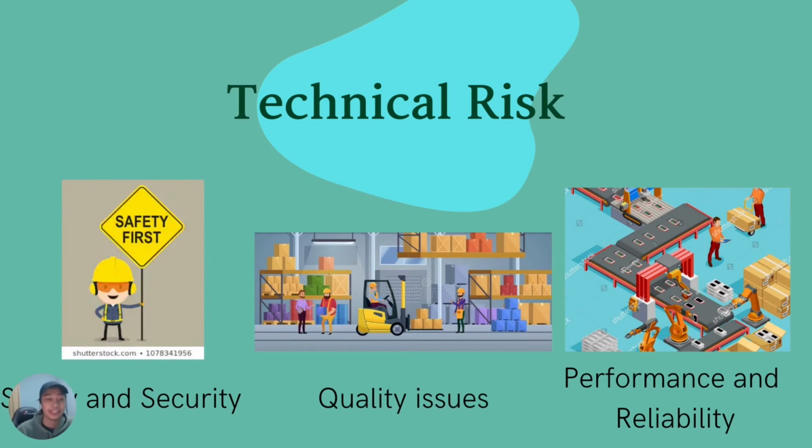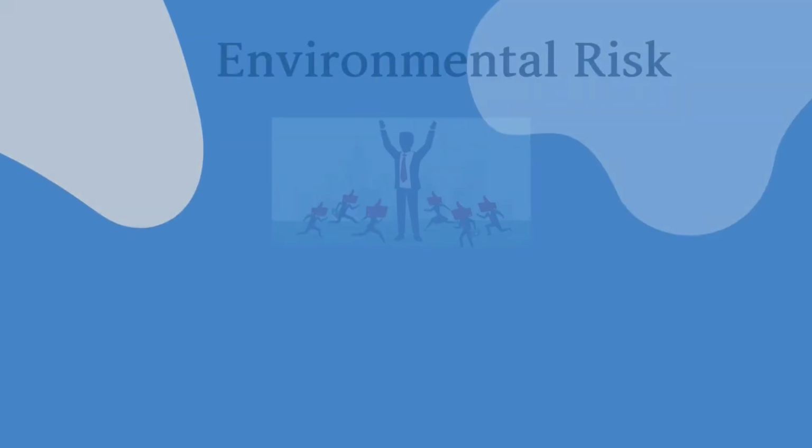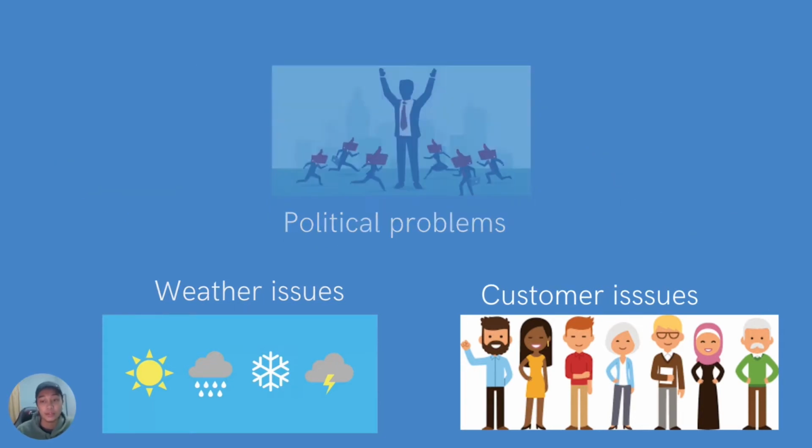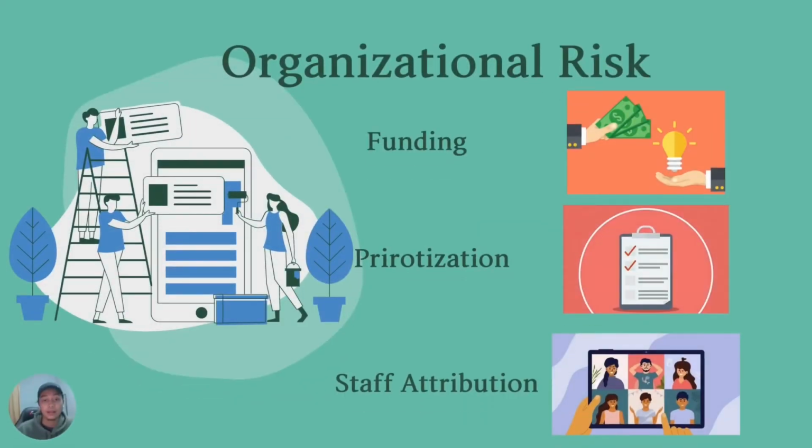So for technical risks, we have safety and security, quality issues, and also performance and reliability. Next is environmental risks. Under the environmental risks, we have political problems, weather issues, and customer issues. And lastly, for organizational risks, we have funding, prioritization, and also staff attrition.